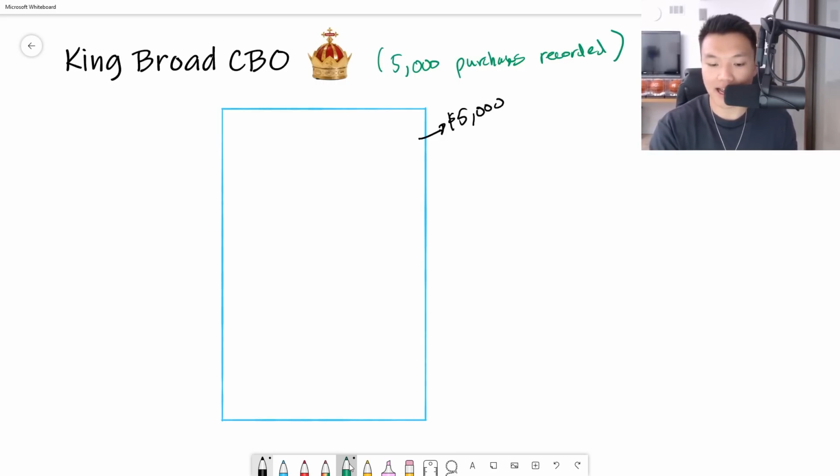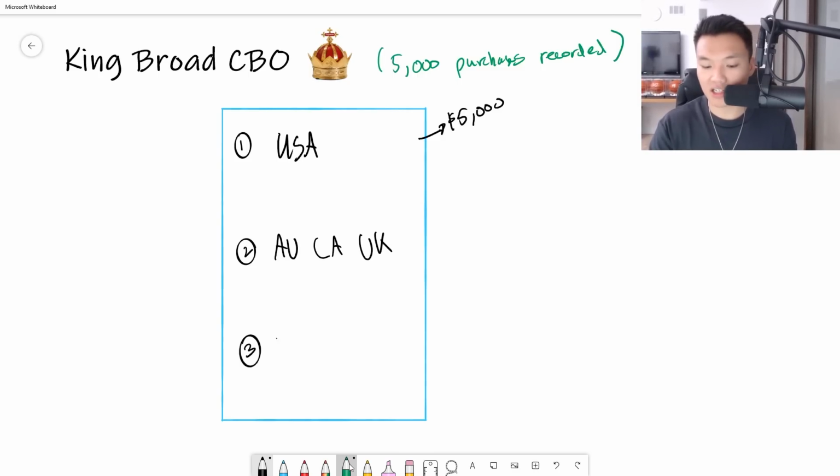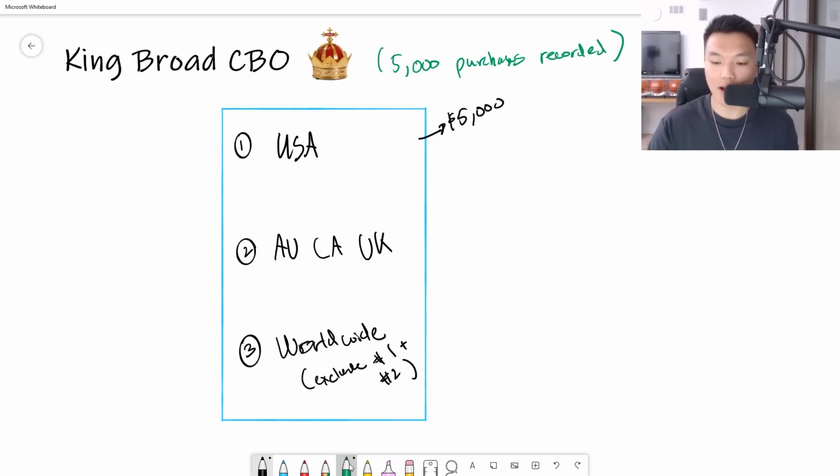And you're going to have 3 ad sets within the King Broad CBO. And I like how these circles just complete themselves. Super awesome. The first ad set is going to be broad, no targeting except for country, auto placement, USA. The second one is going to be Australia, Canada, and the United Kingdom. And the third one is going to be worldwide targeting. And you're going to exclude number 1 and number 2 because you obviously don't want this to overlap with everything else.